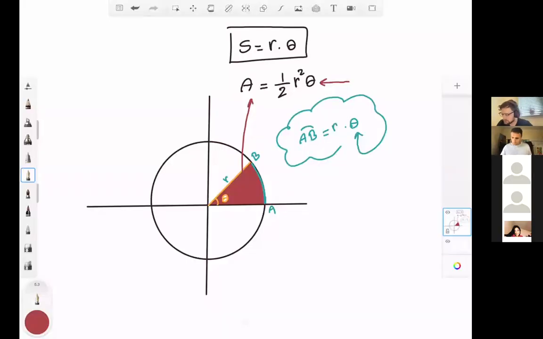Cool. So any question here about the arc length and area? All right, no question.